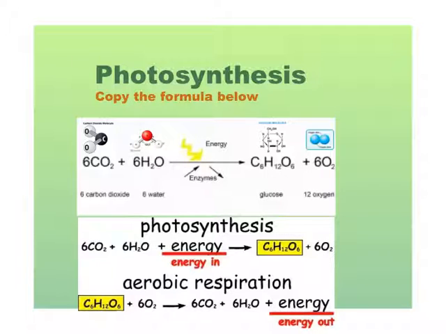This slide shows you 2 different things, photosynthesis and respiration. Let's look at photosynthesis first. Here, the 6 carbon dioxide. This is what a carbon dioxide molecule looks like, 2 oxygen and 1 carbon. There are 6 of these that go into photosynthesis. Here's a water molecule that has 2 hydrogen and 1 oxygen. There are 6 of these molecules in the raw materials or reactants.